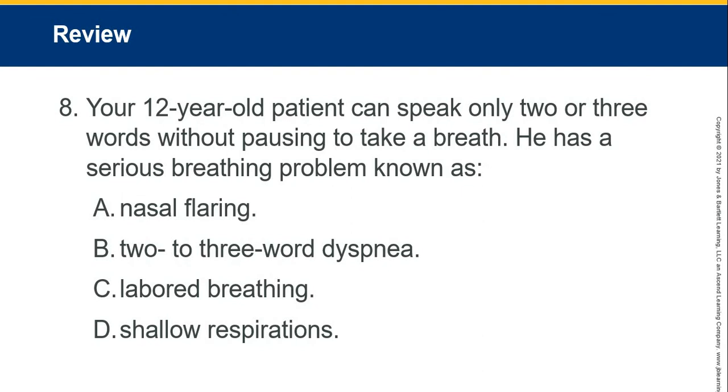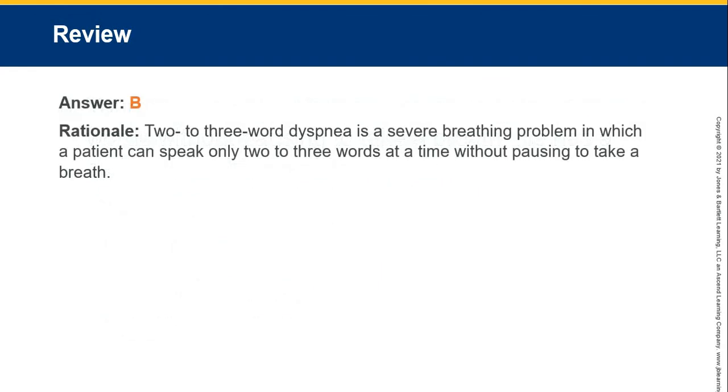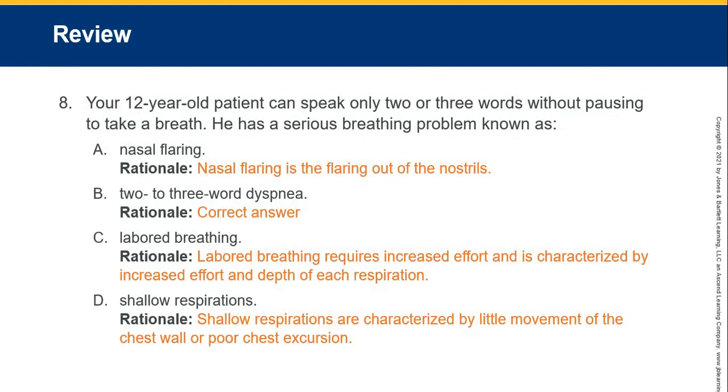All right. Your 12-year-old patient can speak only 2 or 3 words without pausing and taking a breath. Okay. He has a serious breathing problem known as what? So I described this in the lecture. Every medical professional knows this actual phrase, so you should know it too. It's B. It's 2 to 3 word dyspnea is what it's called. If it's more than that, you can tell them it speaks about 4 words before it has to take a breath, that sort of thing. But 2 to 3 word dyspnea is usually the worst.